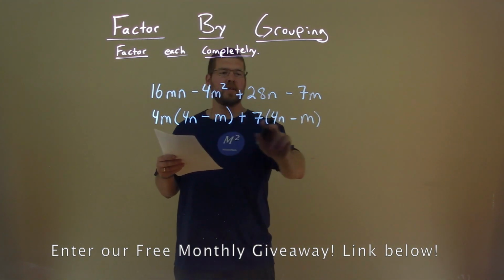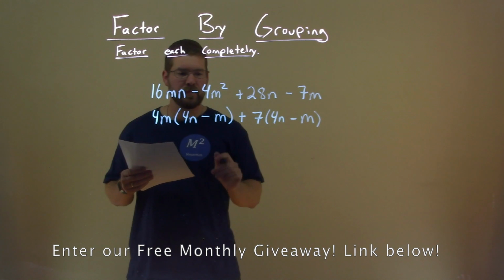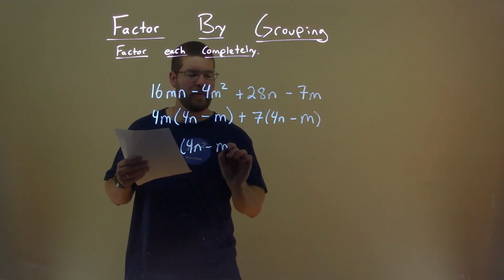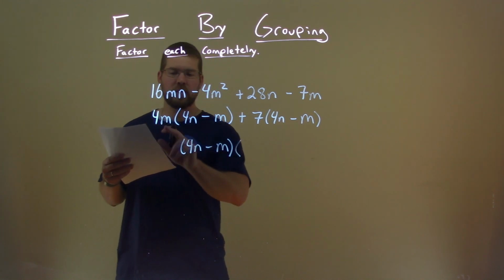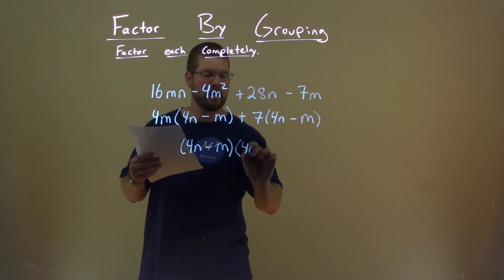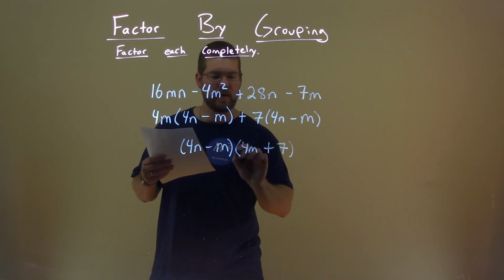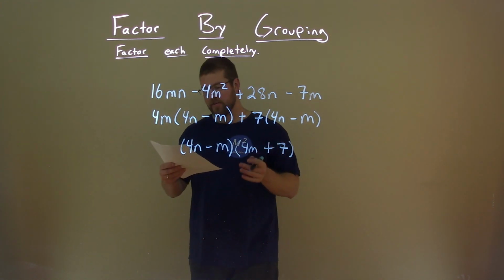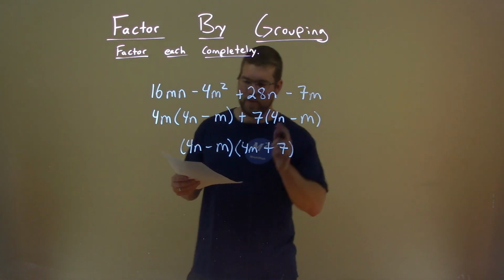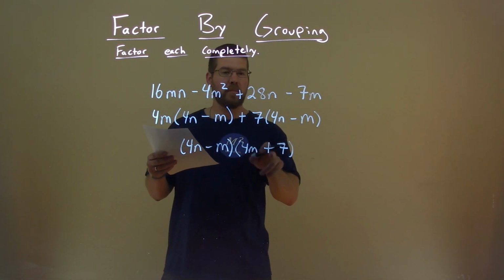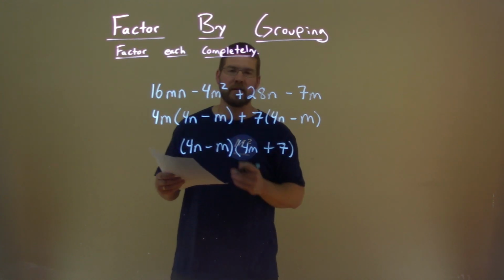Notice 4n minus m is written twice. We pull that out from both parts, 4n minus m here, and what are we left with? Well, bring down this 4m plus 7. But now we actually have our final answer full of m's and n's, keep them straight, 4n minus m times 4m plus 7, and again that is our final answer.